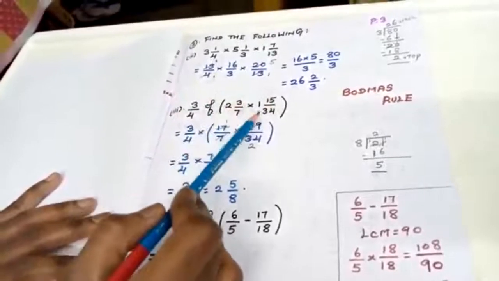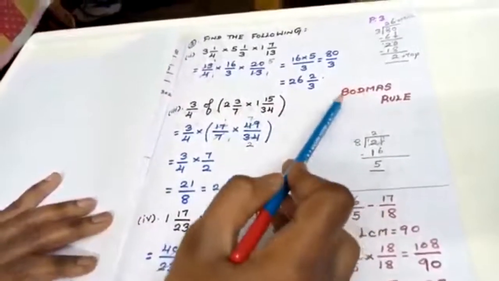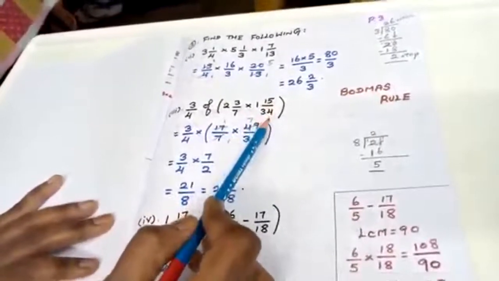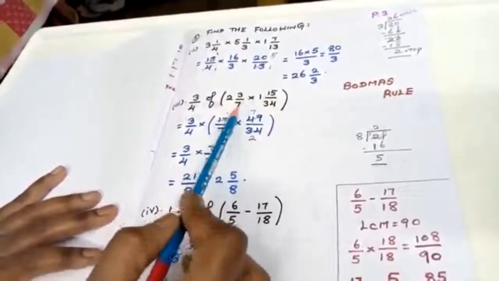Here I am going to use BODMAS rule. What is the rule here? Bracket, of. First I am going to calculate the value inside the bracket. Bracket first I am going to convert.